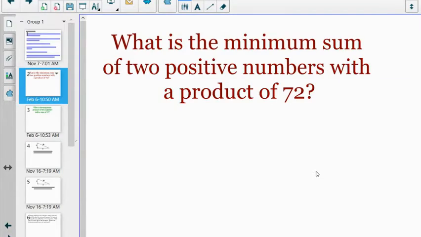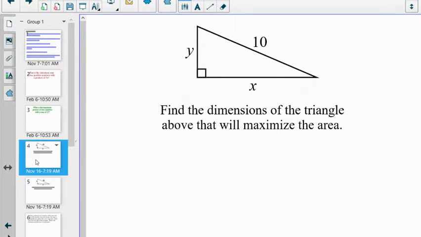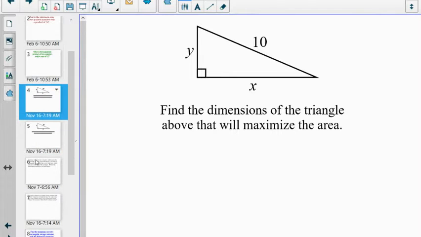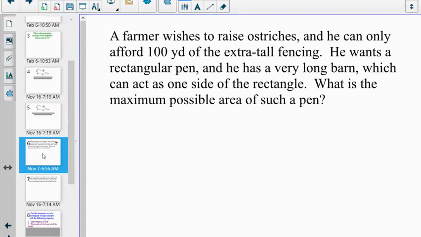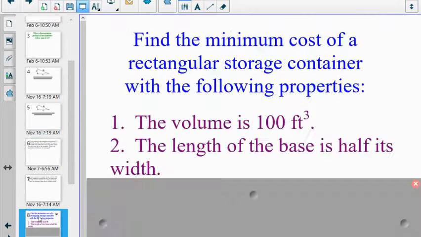What is the minimum sum of two positive numbers with a certain product? Minimizing a sum. Find the dimensions of a triangle that maximize the area. Trying to create the maximum possible area. Maybe something like a farmer with a field and a certain amount of fence, and he wants to maximize the area of the enclosed region.